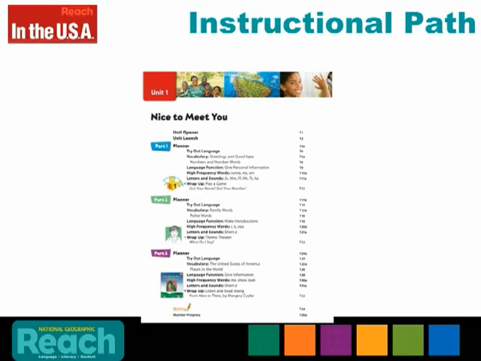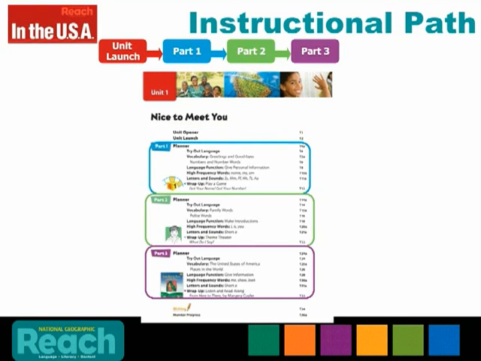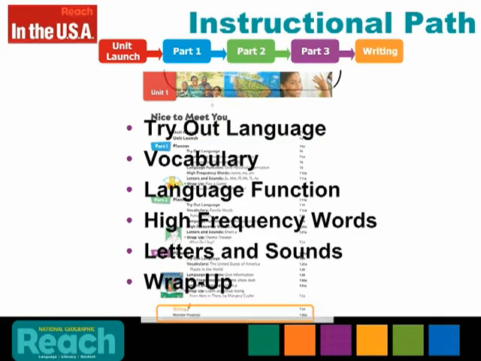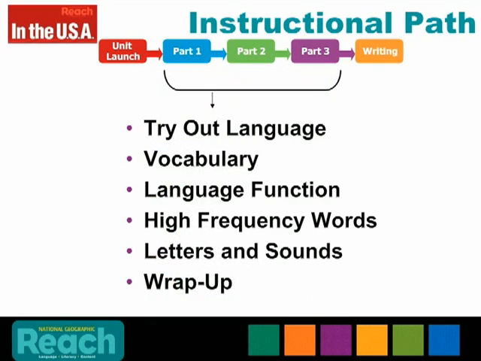Now let's take a look at the newcomer support, In the USA, that can be used with REACH. Here's a quick look at the lesson flow. In the USA helps newcomers develop language, survival vocabulary, and the basic building blocks of literacy for newly arrived and pre-literate students. There are 10 units in In the USA, and they all follow the same instructional path. Each unit begins with a unit launch. Then you move on to parts 1, 2, and 3. And after part 3, there's always a writing and progress monitoring. The instructional path for parts 1, 2, and 3 is always the same. Be sure to watch the In the USA overview available on the On-Demand Modules website to learn more about the support for newcomers.